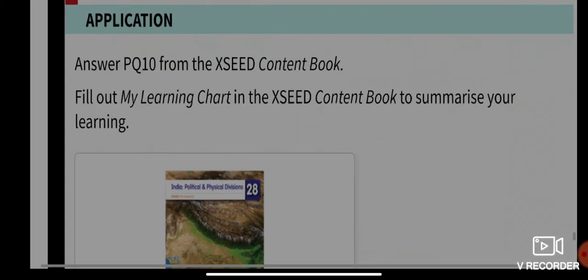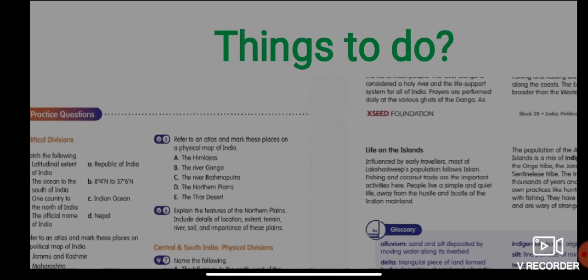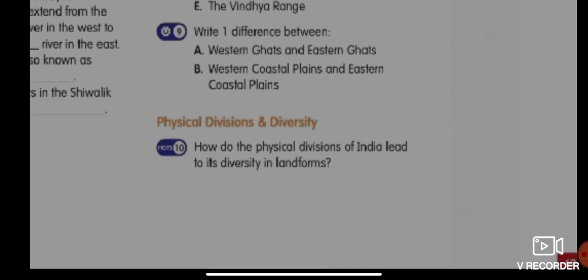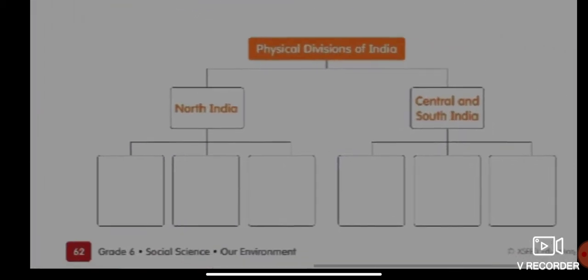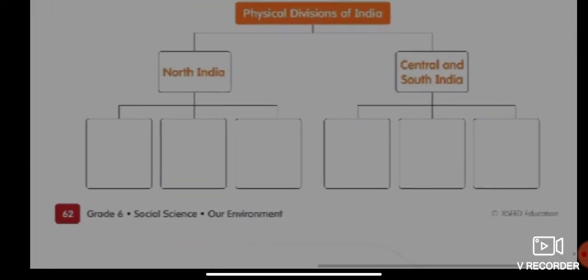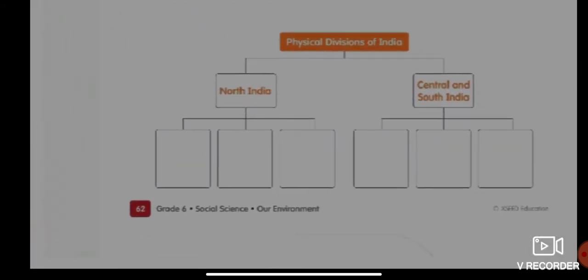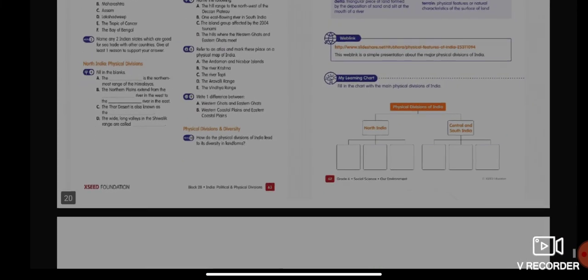All right. So for today, you have to practice. You have to complete your practice question number 10, and you have to fill out my learning chart from your textbook. For practice question number 10, you have to do it in your notebook: how does the physical division of India lead to its diversity in landforms? That one you have to do along with my learning chart, physical division of India. My learning chart you can do in your textbook, okay? But practice question number 10, please write it down in your notebook.